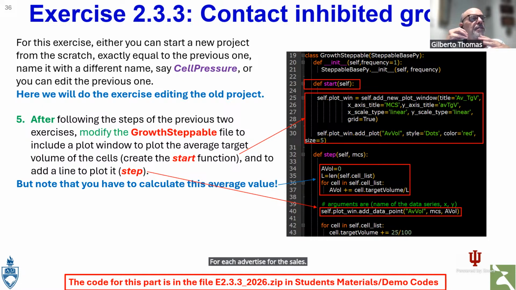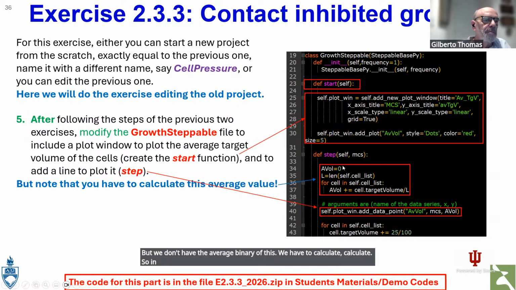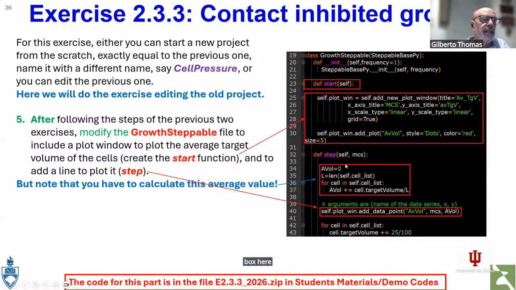We want to see that value in a graph, how the average target volume evolves in time. The problem is that we don't have this quantity, the average value. We have to calculate it. We have the list of the cells. We have the cell volume of each cell, but we don't have the average value of this. We have to calculate it. So in this box here, I'm calculating this.